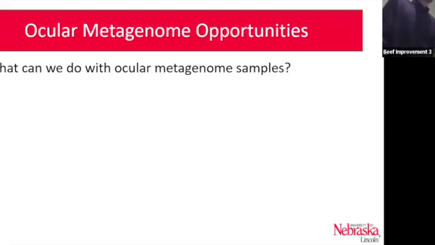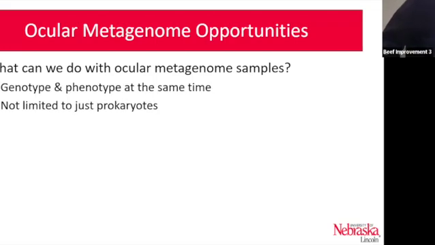But we're going to go another step further. So that's pinkeye. We're going to go one step further. I'm going to introduce a new term, the metagenome. When I say metagenome, what I mean is all of the DNA in a sample, all of it. So what can we do with metagenome samples from the eye? We can genotype and phenotype at the same time, and we are not just limited to prokaryotes. We are looking at viruses, we are looking at fungi if there are any, bacteria, archaea, and host.